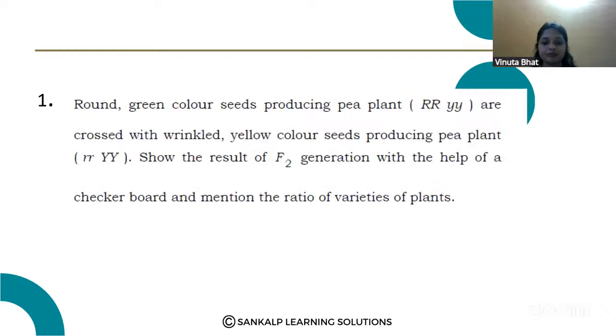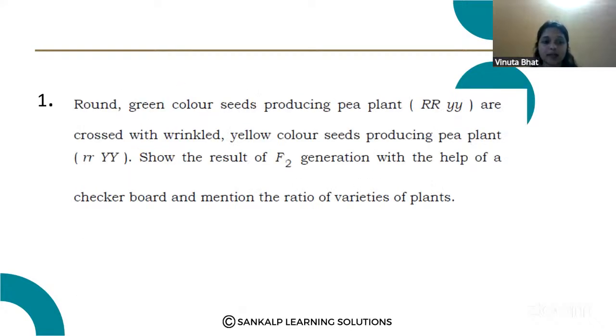Next question. Next we are discussing some 3 to 4 mark questions. Round green seed producing pea plants, that is capital R and small y, are crossed with wrinkled yellow seed producing pea plants, that is small r, capital Y. Show the result of the F2 generation with the help of a checkerboard and mention the ratio of varieties of the plants. Yes, please note down this question. After that, we will solve it.